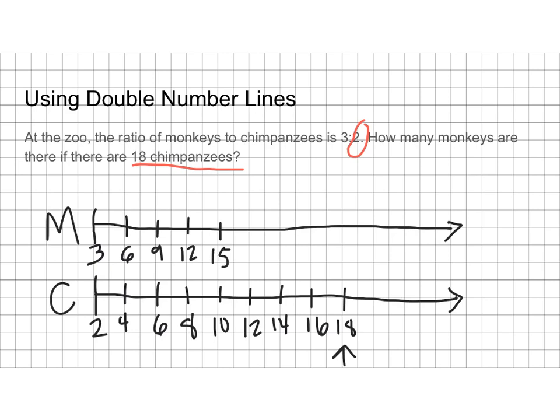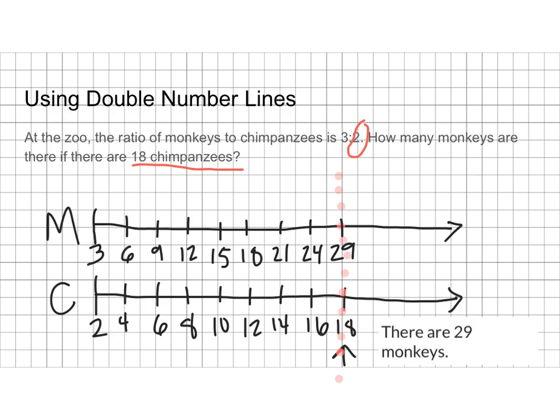And I'm going to go all the way out to that spot where the chimpanzees were 18. I know that that's going to be where they meet. So now I just hit 18 on my monkey side, but that doesn't mean anything. That was where chimpanzees were 12. I need to go out to that same spot. All right, so I get out here and I'm at 27, which means there are 27 monkeys when there are 18 chimpanzees.